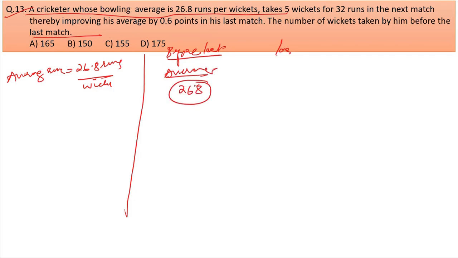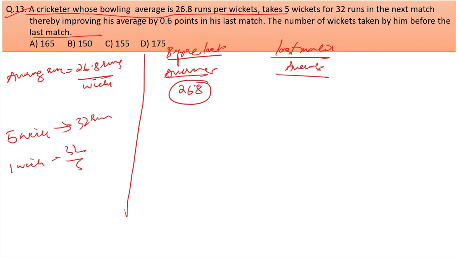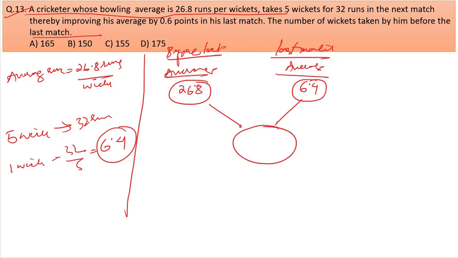Again, in the last match, his average was 5 wickets and 32 runs. That means 1 wicket equals 32 divided by 5, and 5 6s are 30, 5 4s are 20, that is 6.4. Again, the overall average is, and thereby improving his average by 0.6 for his last match.